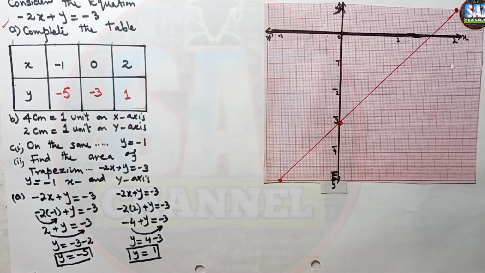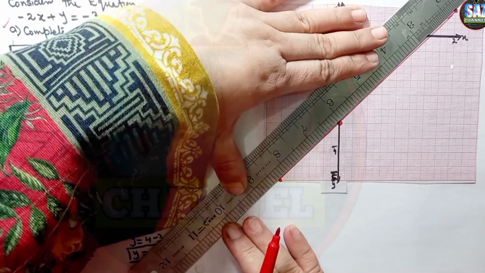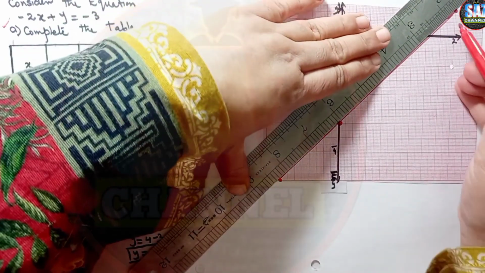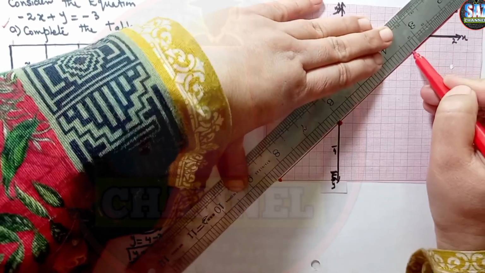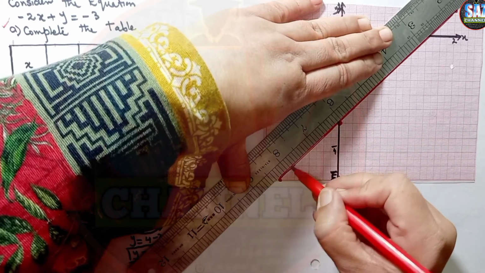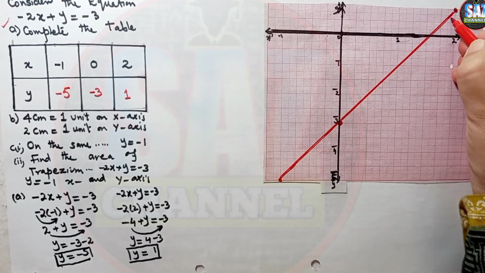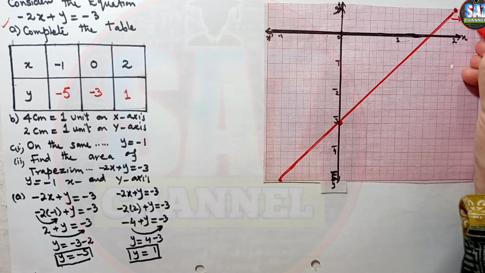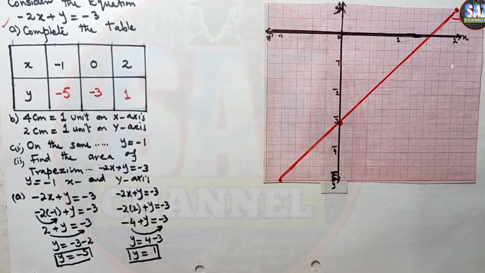And after drawing the line, let me make this line a little thick and bold, but in your actual working, you have to draw a very neat and thin line. No need to make it bold. This is just to give you the idea and understanding. Okay, I hope you are clear about this. And I have to label the line as well: -2x plus y equals -3. I hope you are clear about how to draw the line.